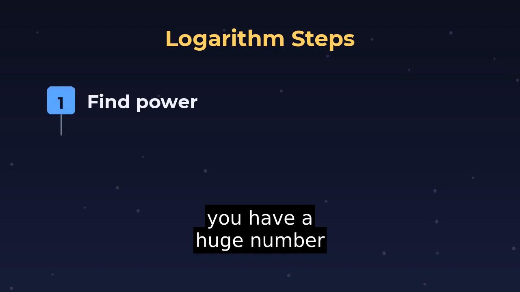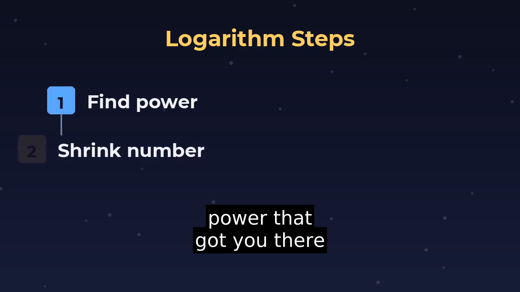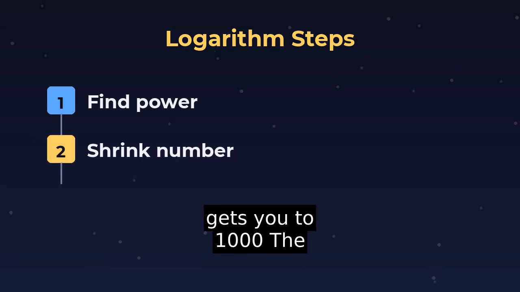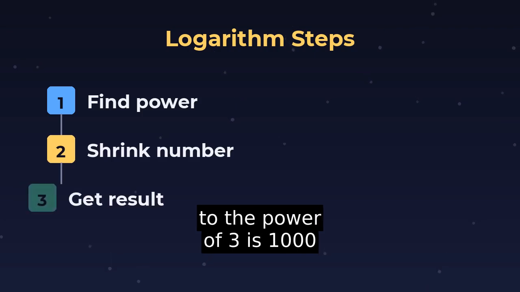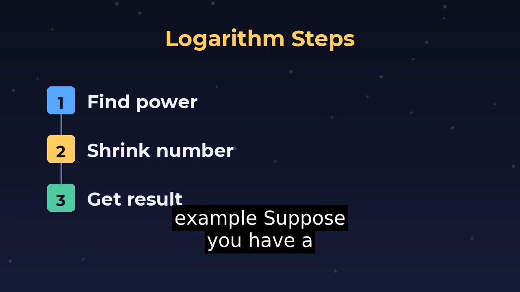If you have a huge number, like 1000, you can use a logarithm to find the power that got you there. Like, what power of 10 gets you to 1000? The answer is 3, because 10 to the power of 3 is 1000. Make sense? Let's try an example.